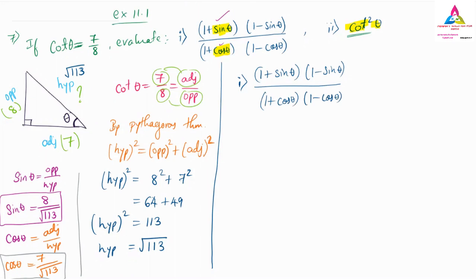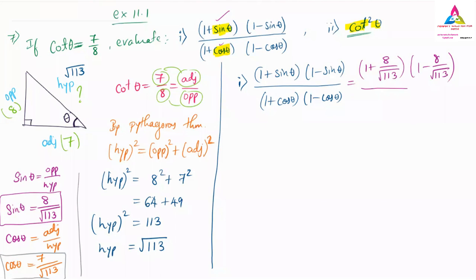And one thing I will tell you directly, because we have the sin theta. If you substitute, don't write this down, I will tell you what will happen. If you substitute the value, we have 1 here, and the sin theta value is 8 by root 113. So 1 divided by root 113 we are going to have, and we will multiply this with 1 minus 8 divided by root 113. That is the first thing we are going to get.